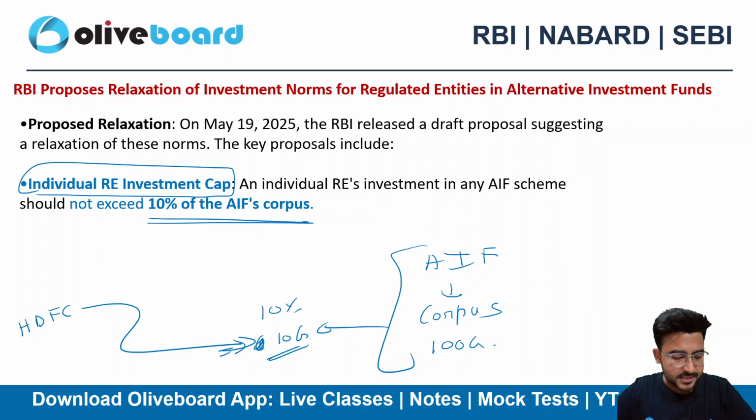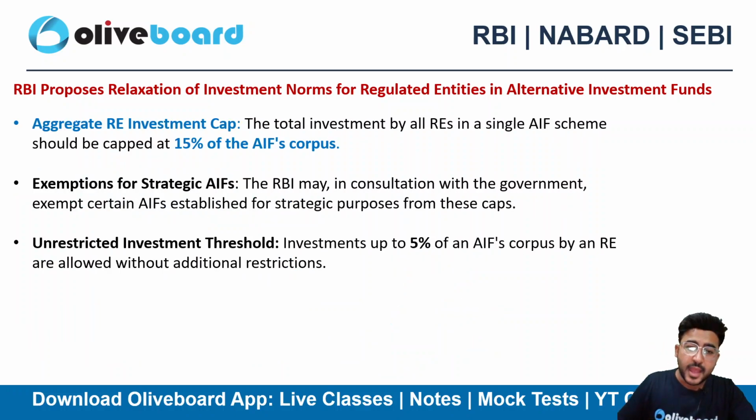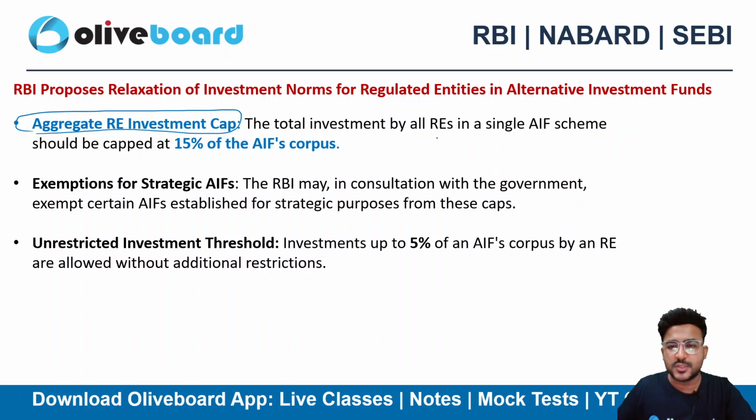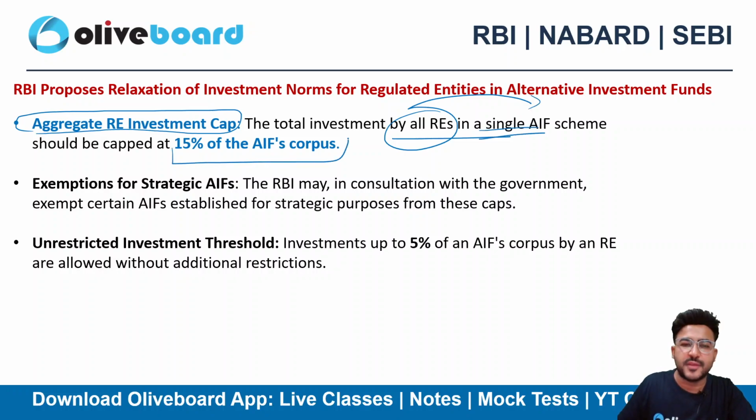And you cannot bypass it. Okay, that's a cap. 10% is the cap if you are an individual RE, right? However, there is an aggregate RE investment cap as well. So if all the REs want to invest in a single AIF, then there is a group limit of 15% of the AIF corpus.